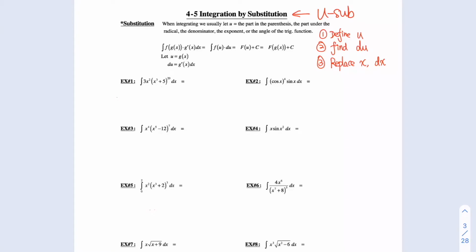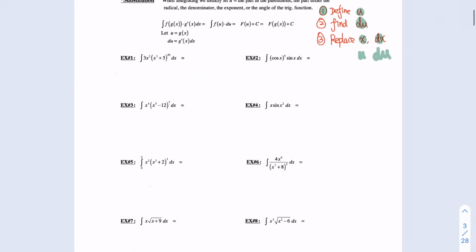Today we are going to go over 4-5 integration by substitution, and we call this u substitution. The basic steps are: first you need to define your u, then you find du, find the relation between du and dx. Next you are going to replace x and dx using u and du. So you are going to change the integration from x to u. I'm going to go over some examples and you can practice some problems.